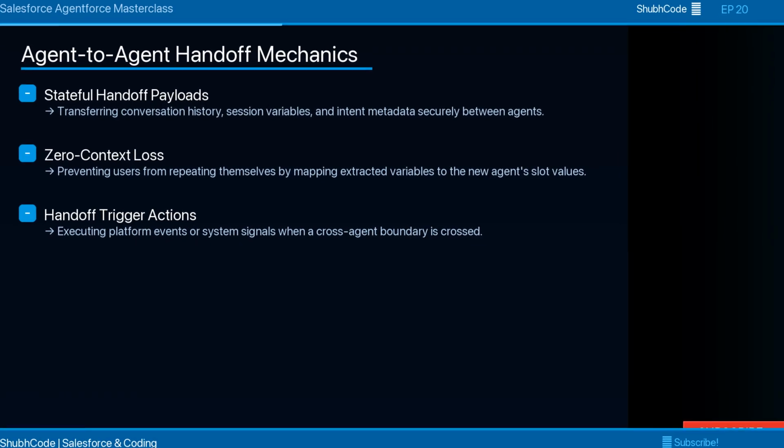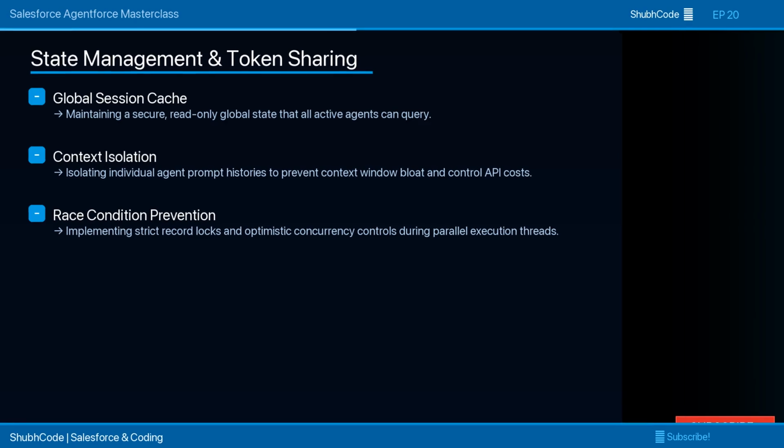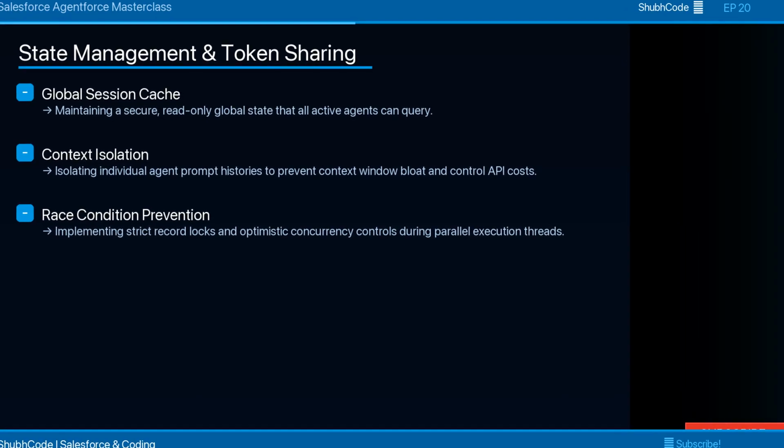Let's look under the hood at how handoffs actually work. When Agent A realizes it can't fulfill a request, say, a service agent handling a return that turns into an upsell opportunity, it initiates a handover to Agent B. This isn't just a blind redirect, it's a stateful transfer of the entire conversation history, extracted variables, and the customer's current emotional sentiment. Salesforce manages this securely through transient state payloads, ensuring the receiving agent doesn't lose a single ounce of context.